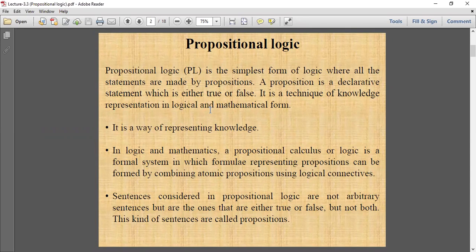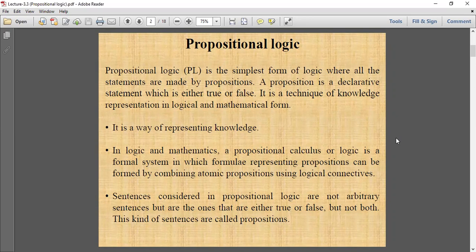Now, next topic is propositional logic. Propositional logic is the simplest form of logic where all the statements are made by propositions. A proposition is a declarative statement which is either true or false. It is a technique of knowledge representation in logical and mathematical form. It is a way of representing knowledge.